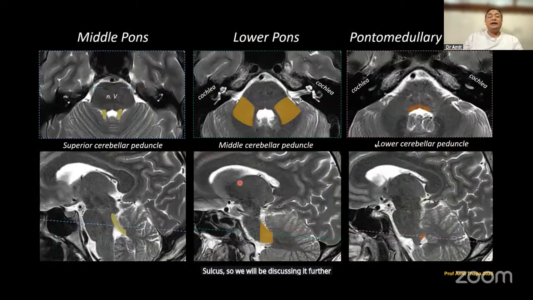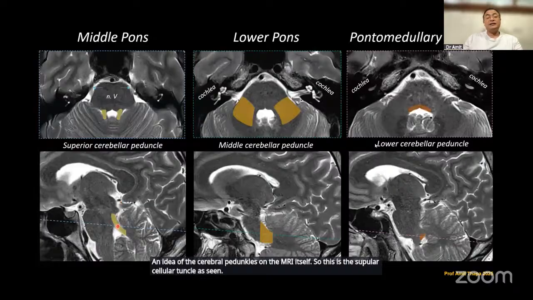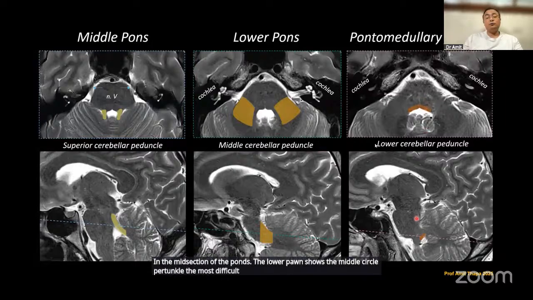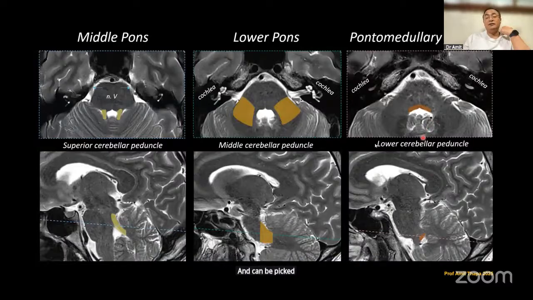You can actually have an idea of the cerebellar peduncles on the MRI itself. This is the superior cerebellar peduncle as seen in the midsection of the pons. The lower pons shows the middle cerebellar peduncle. The most difficult to identify are the inferior cerebellar peduncles, which are very fine and can very easily be missed, and can be picked up at the pontomedullary junction.